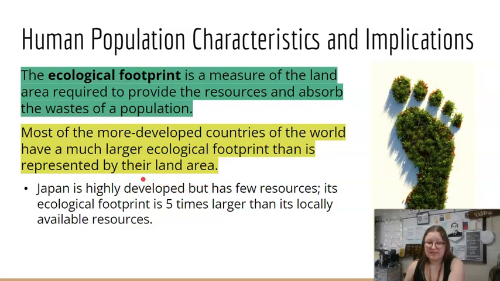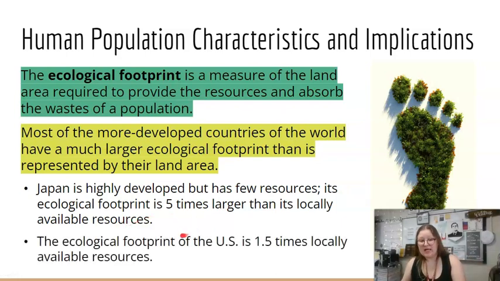Japan is one of the biggest examples of that. Japan is a tiny, tiny little island, little slip of land, and they are super developed, but they have very few resources. Its ecological footprint is 5 times larger than its locally available resources. They have to get those resources from somewhere, so they're importing them from other places. The ecological footprint of the US is 1.5 times locally available resources.